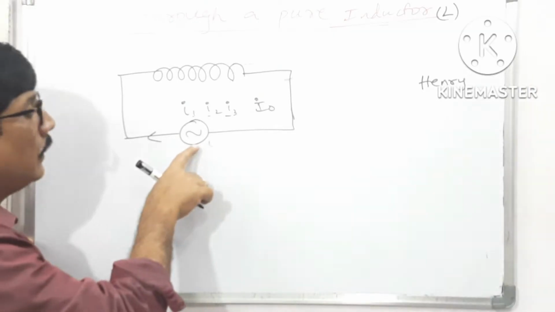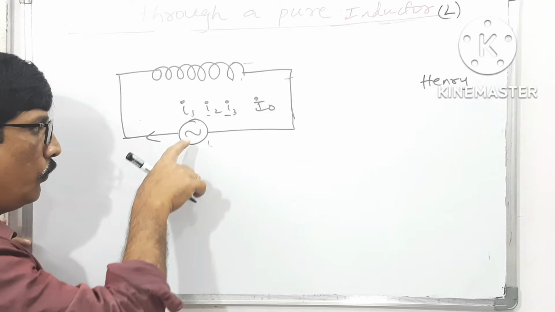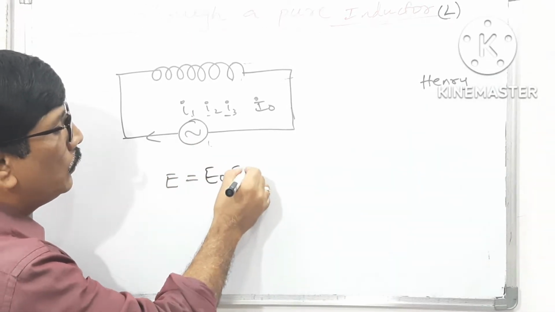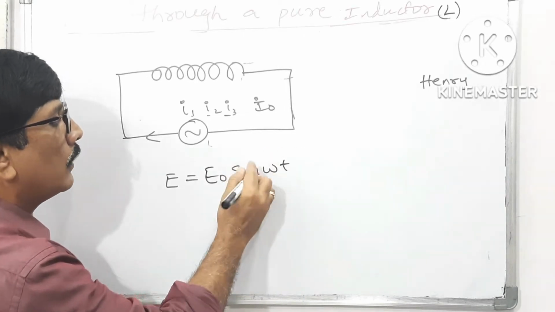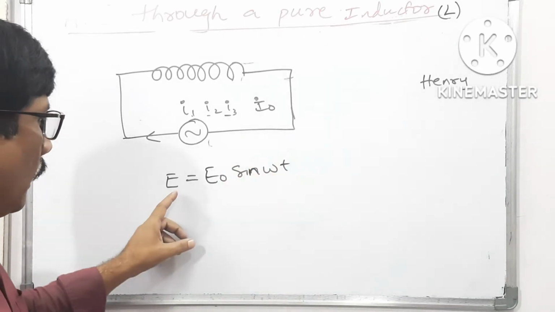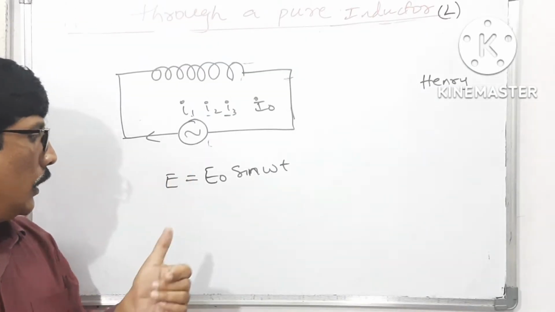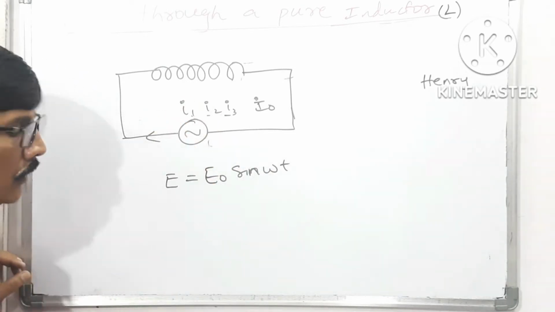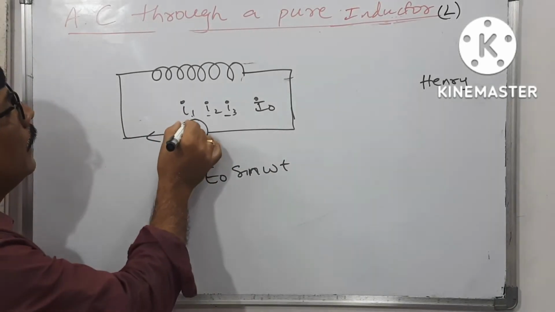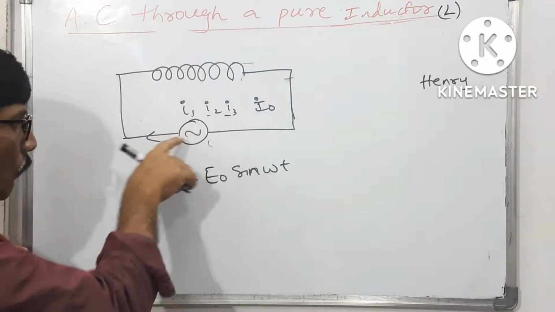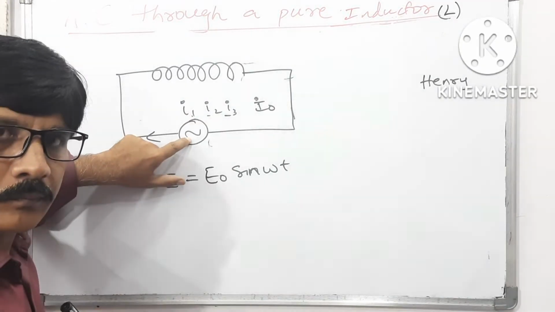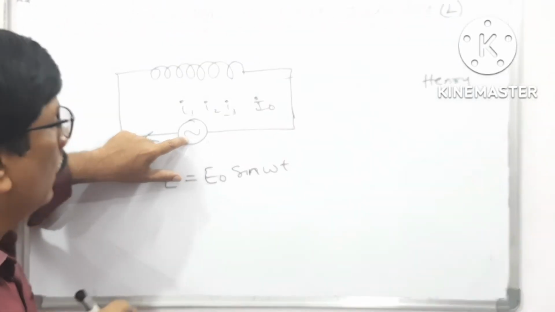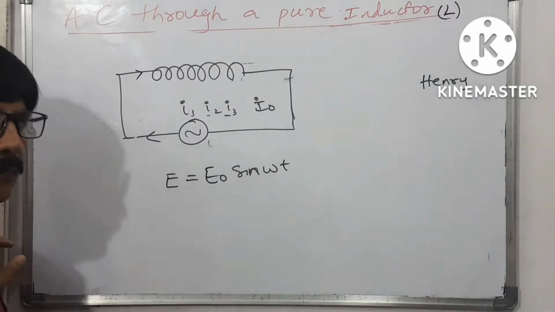You know one relation: the instantaneous electromotive force in alternating current is equal to the peak value into sin omega t. This is already known to us. So when an alternating current source is connected to any circuit, its instantaneous value depends on the peak value by this relation. Here you are giving an alternating current source, and then this is passing through the inductor.